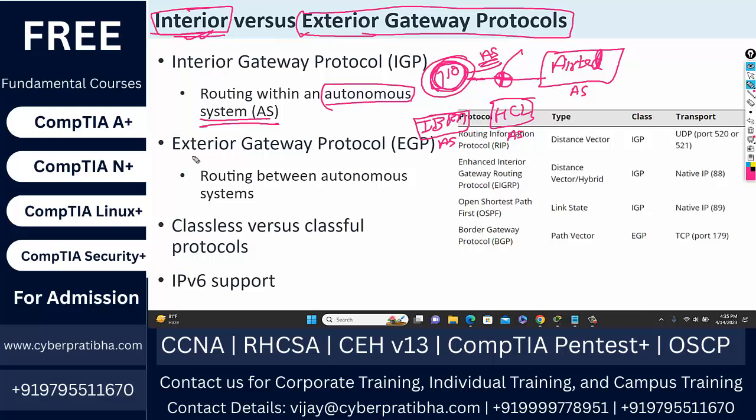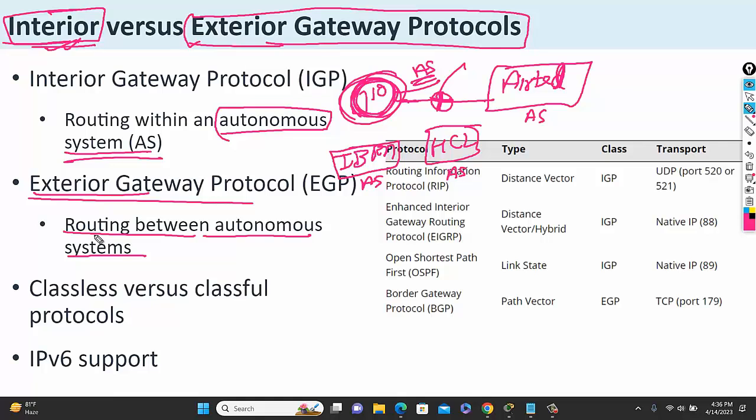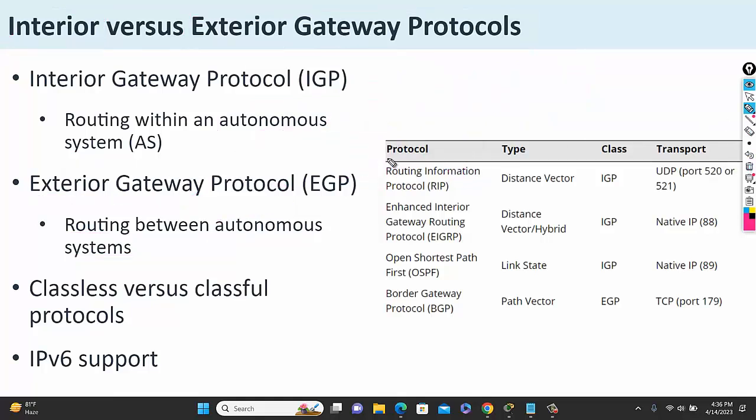Okay. So an interior gateway protocol is used within a single AS number, routing within a single autonomous system. An exterior gateway protocol is used for routing between different autonomous systems, meaning two different autonomous system numbers. For example, here are given some protocol names: RIP, EIGRP, OSPF and BGP.